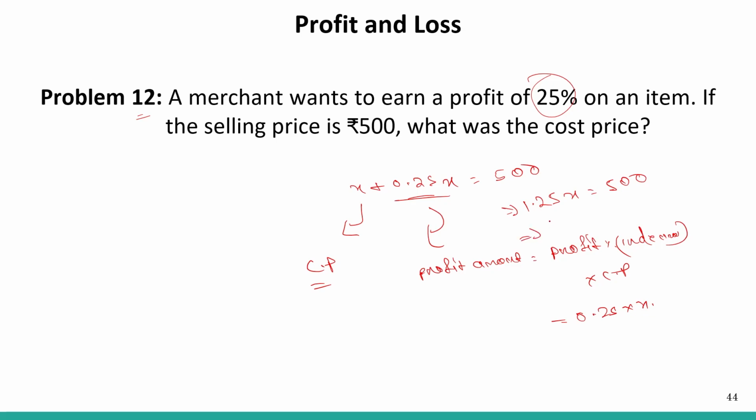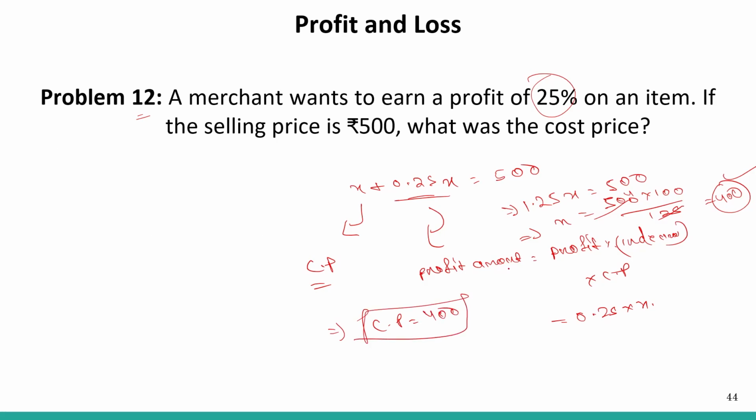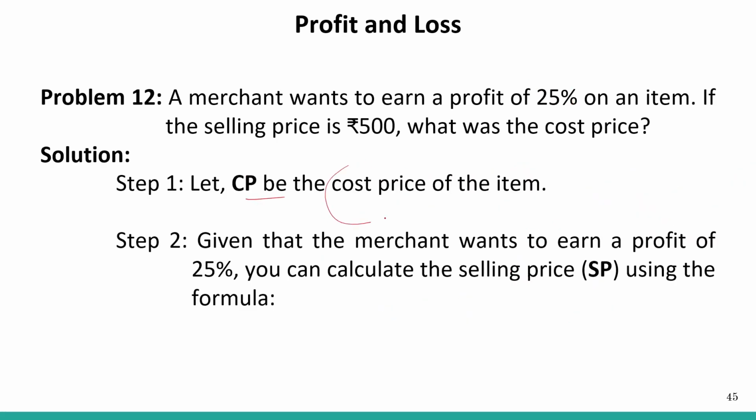So this implies that x is equal to 500 into 100 whole by 125. Okay. So this will be 4. So this will be equal to 400 rupees. Okay. So this implies that CP is equal to 400. So the cost price of that item is 400. So let CP be the cost price of that item.